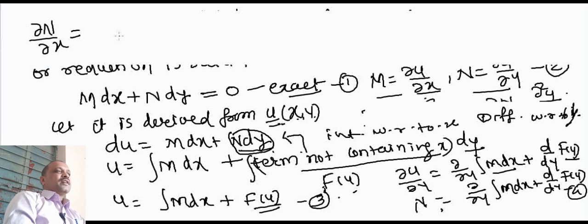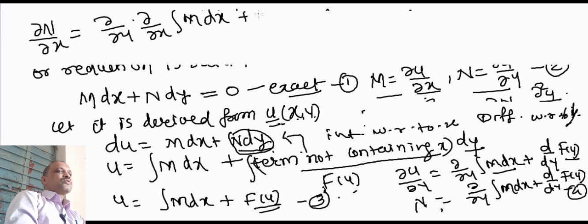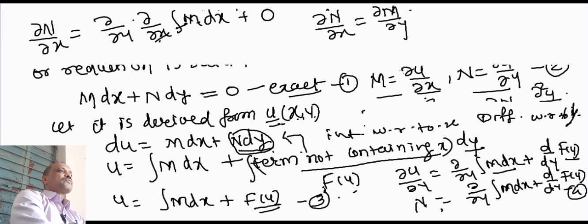Then we get del n by del x equal to, we can change the order, del by del y into del by del x of the integration of m dx plus the derivative of F. In equation 4, F is a function of y only, and therefore when we differentiate with respect to x, y is treated as a constant, so its derivative equals 0. Here we have an integration with respect to x and we are differentiating with respect to x, so derivative and integration get cancelled and we get del n by del x equal to del m by del y. That is the condition of exactness.